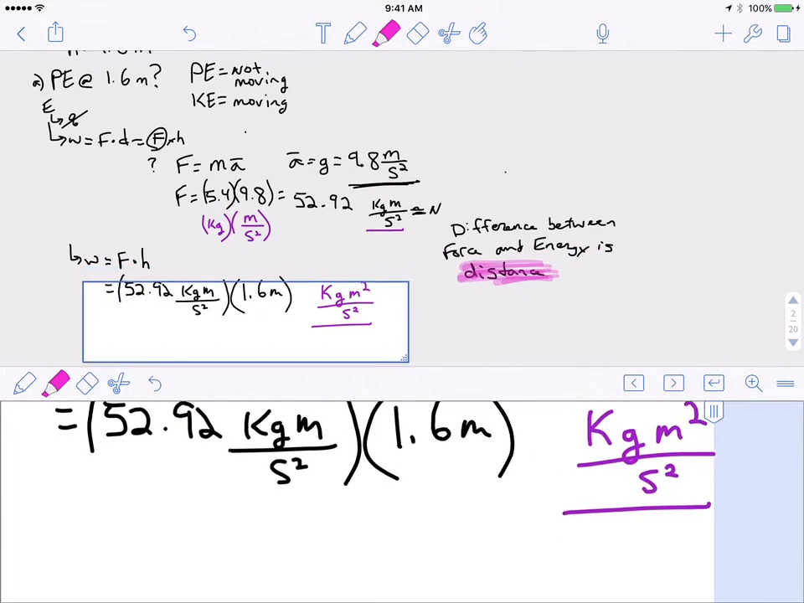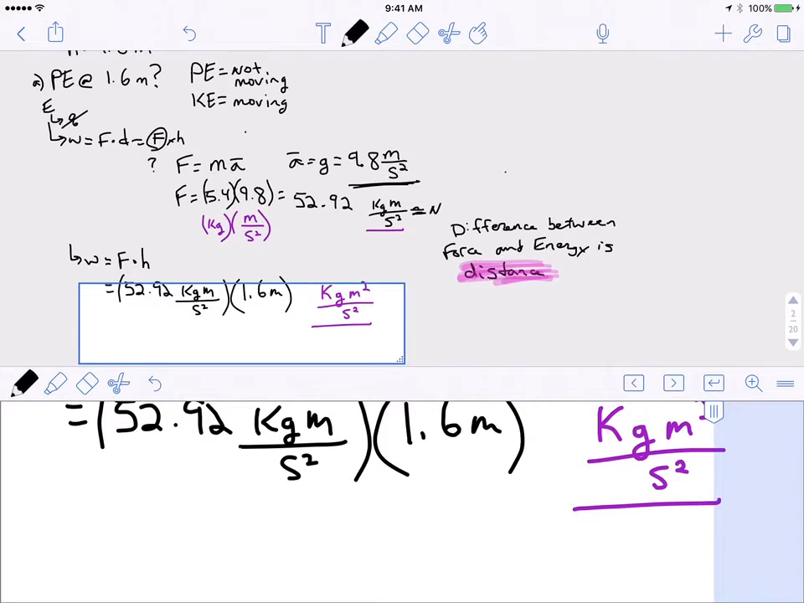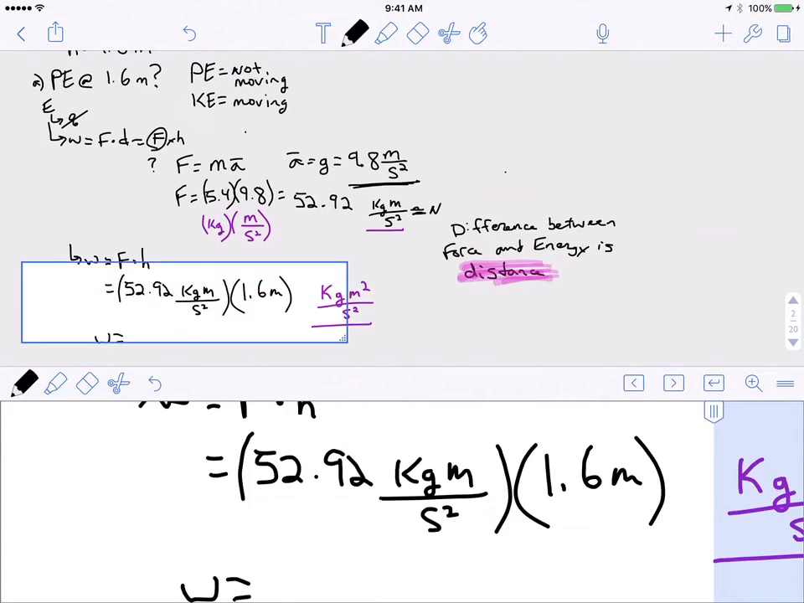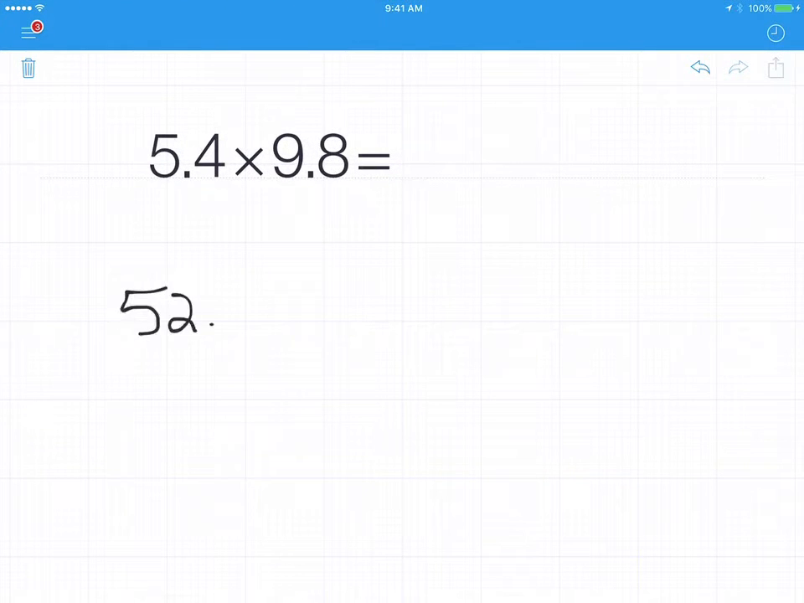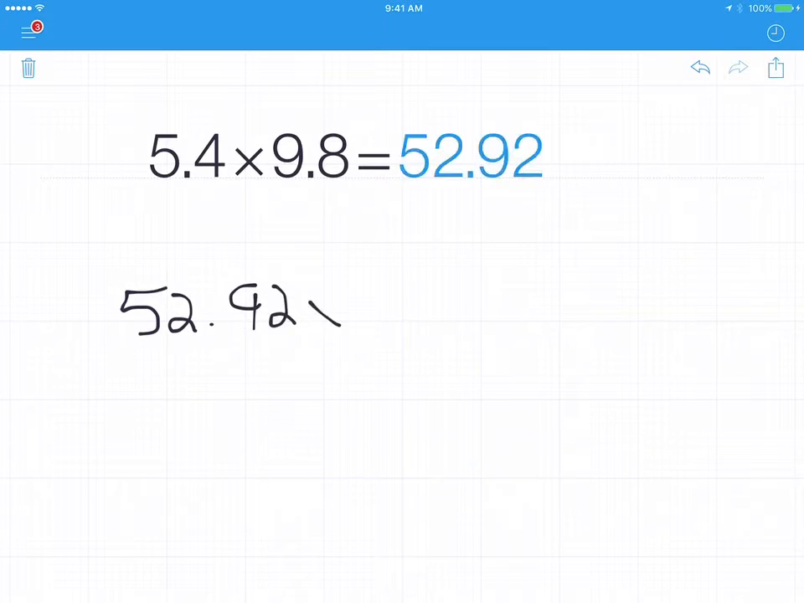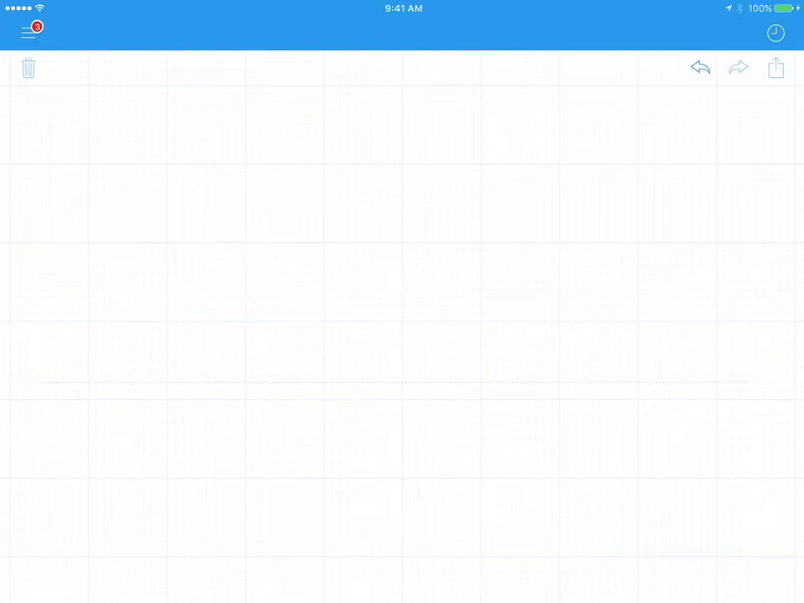Cool. So what's the work? Let's calculate the work. Work is equal to 52.92 times 1.6. This thing's terrible.